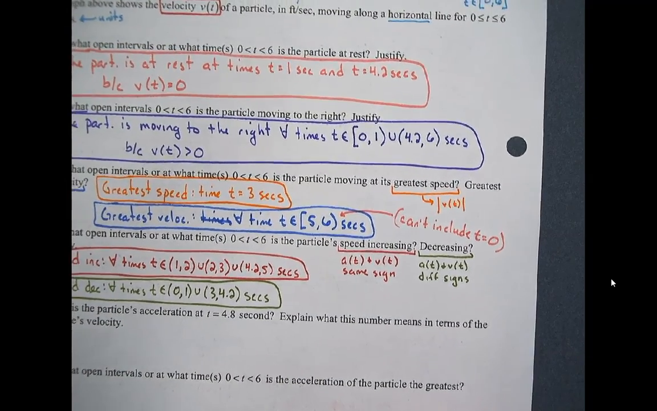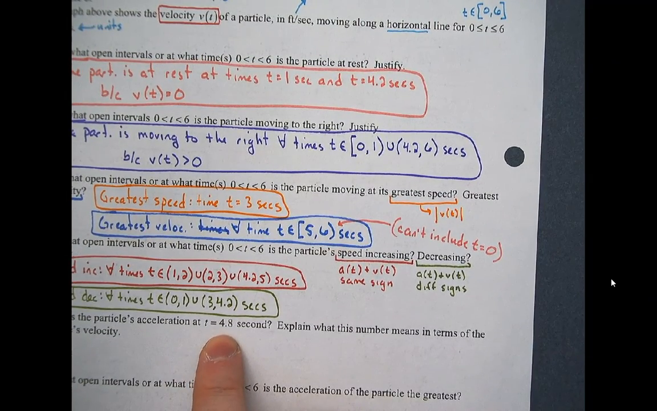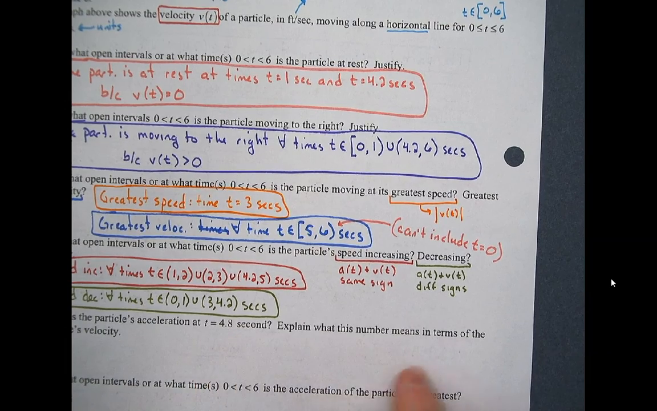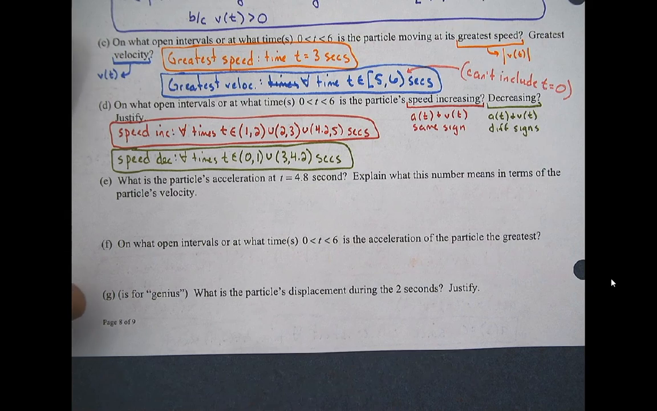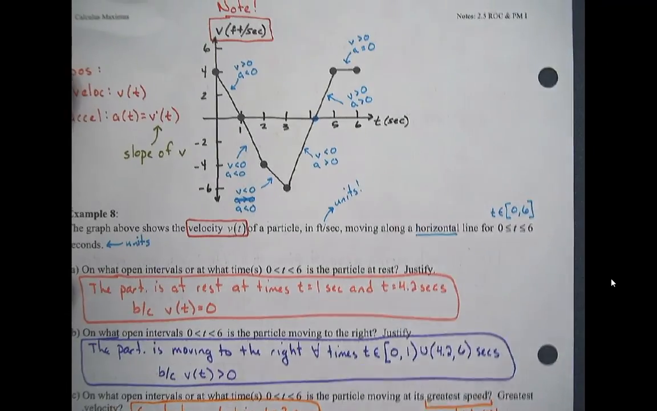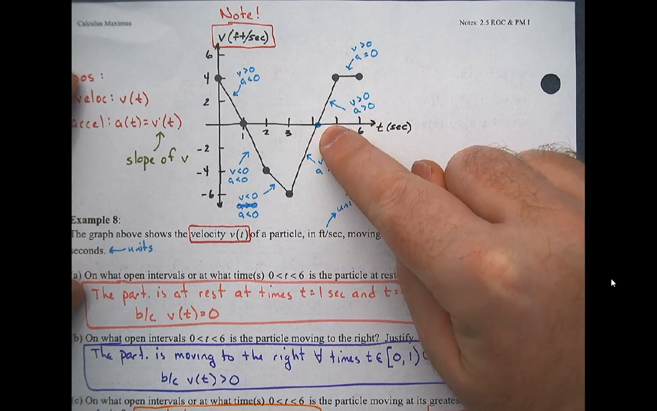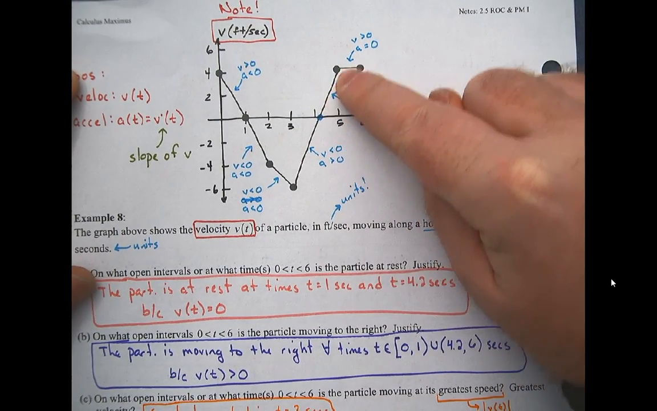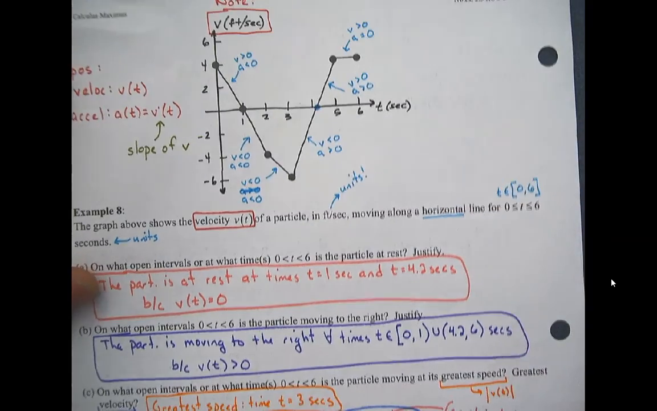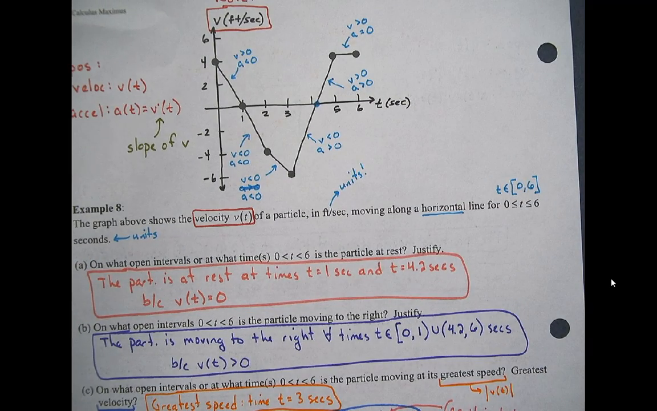What is the particle's acceleration at time t equals 4.8? So acceleration is the derivative of velocity. So I want to figure out at 4.8 what is happening to my slope essentially at 4.8. Now 4.8 is here, so that's going to have the same slope as this whole interval. So I want to figure out the slope of that big chunk first.